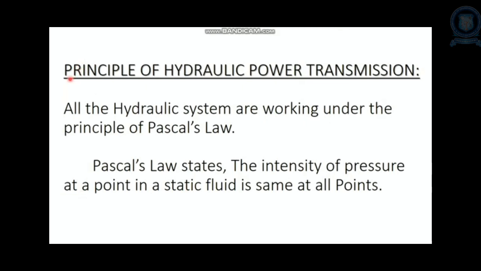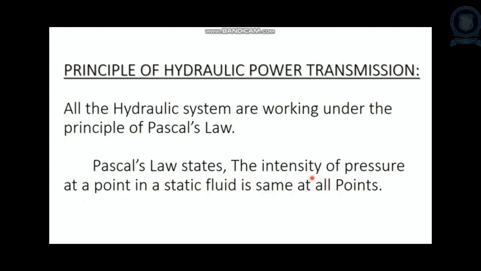This is one important thing, the principle of the hydraulic power transmission system. All hydraulic power transmission systems work under the principle of Pascal's Law. You may already know Pascal's Law. Pascal's Law states that the intensity of pressure at a point in a static fluid is the same at all points.